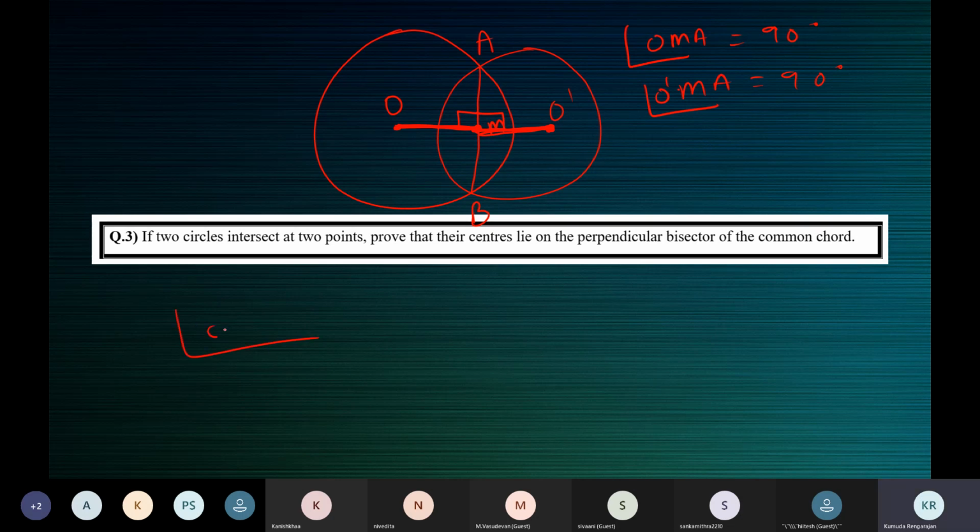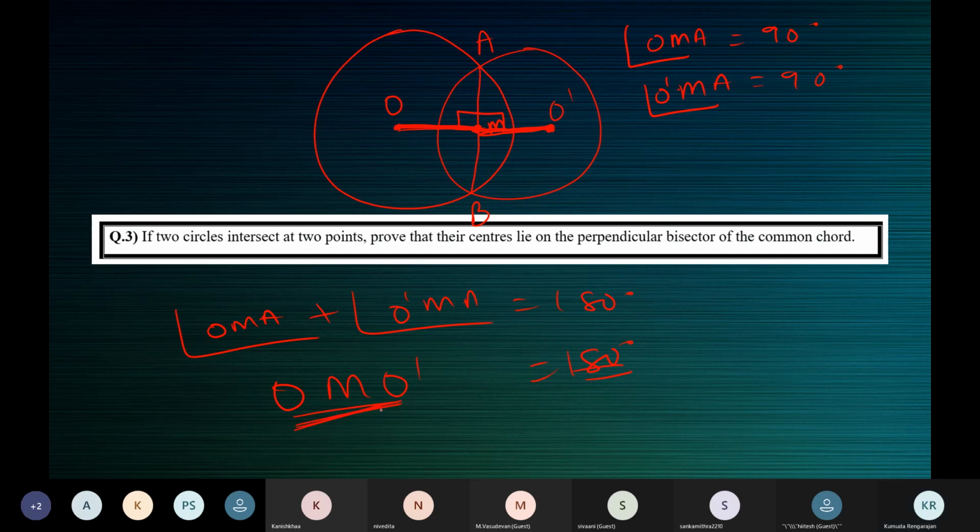So angle OMA plus angle O dash MA is equal to 90 plus 90, 180. If the sum of these two angles is 180, that means OMA plus O dash MA is angle OMO dash. OMO dash is equal to 180. The measure of this angle is 180. That means OMO dash is a straight line.